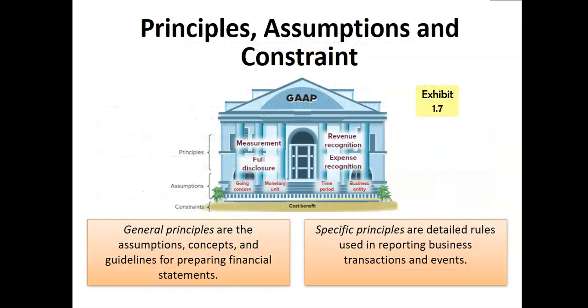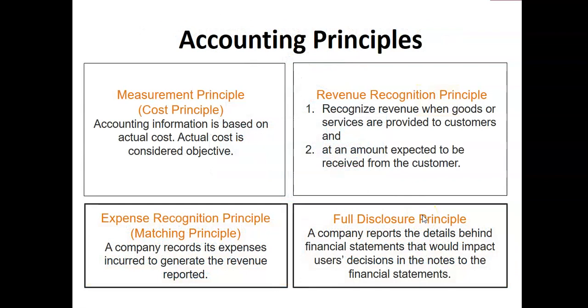Under US GAAP, we have principles, assumptions, and constraints. We're going to talk about some of the principles, assumptions, and constraints that drive accounting. The first are these four accounting principles. The measurement principle, or the cost principle, is also called the historic cost principle.